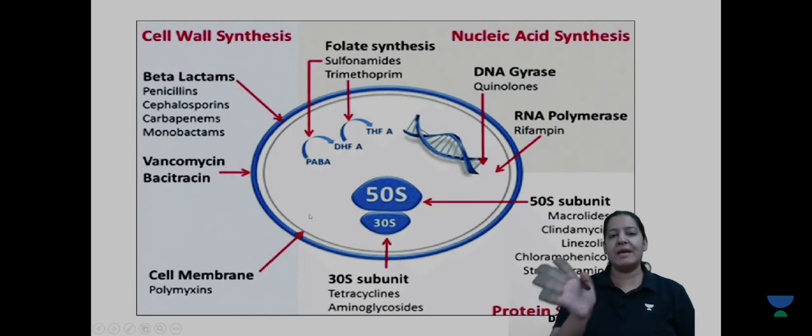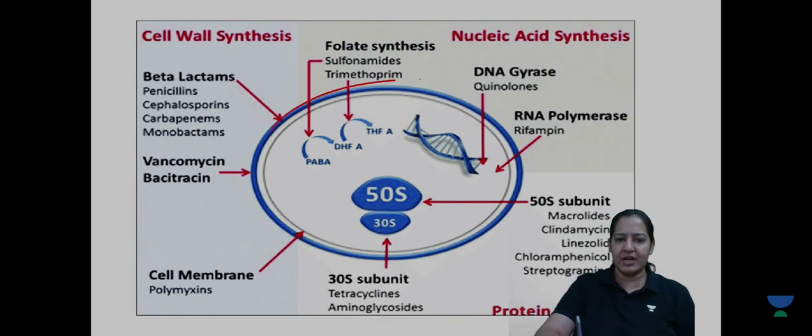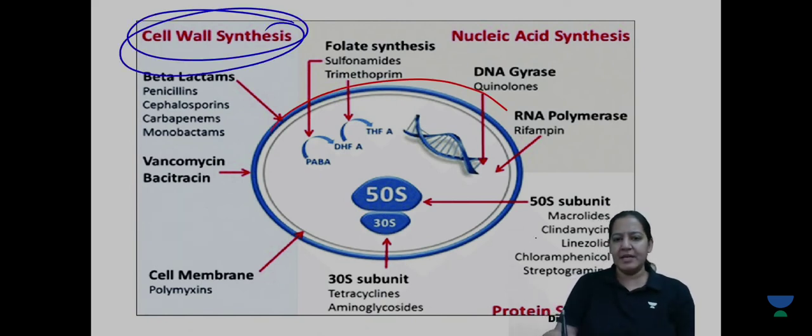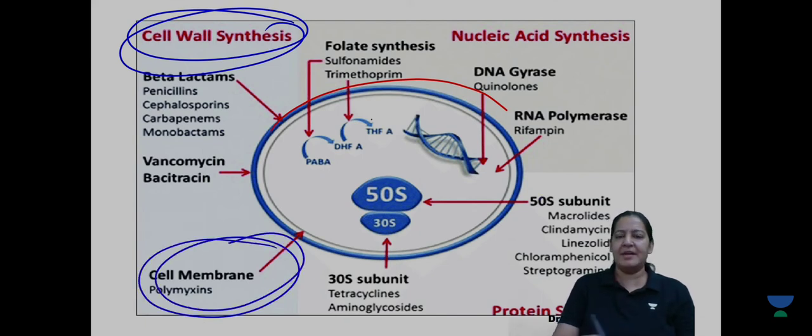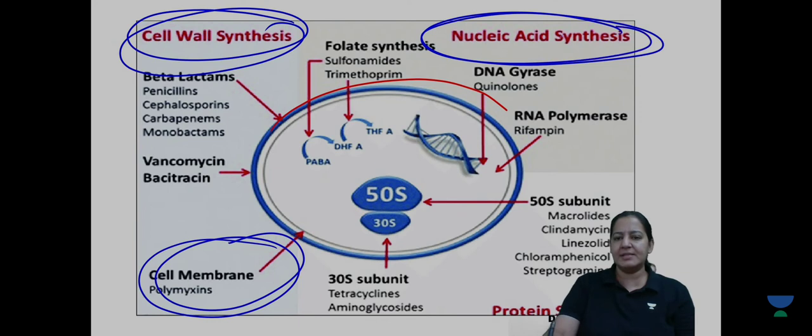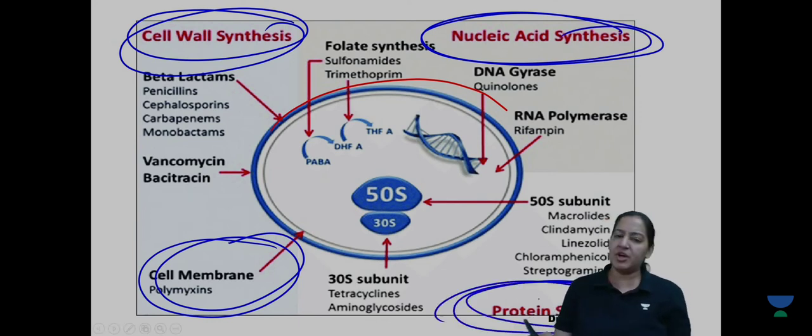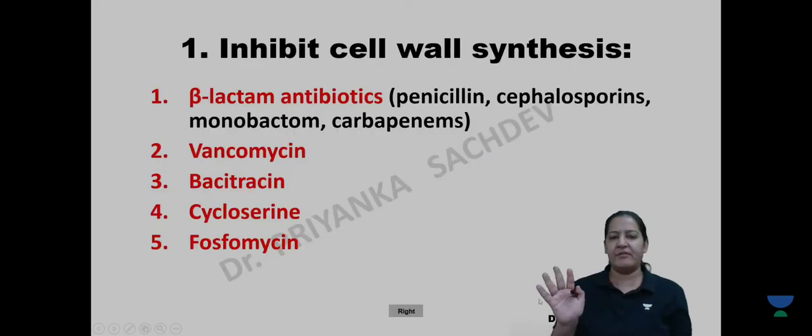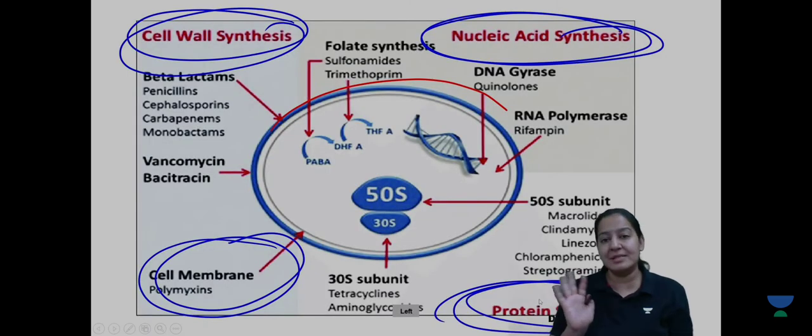What about others? So the same diagram is drawn in front of you. Here also you can see there are some antibiotics which are acting on the cell wall. See here. They are acting on the cell wall. There are some antibiotics which are acting on the cell membrane. There are some antibiotics which act on nucleic acid synthesis and there are some antibiotics which act on protein synthesis, that is on the ribosome. The four categories are in front of you. Now it's important to learn the list of the antibiotics.